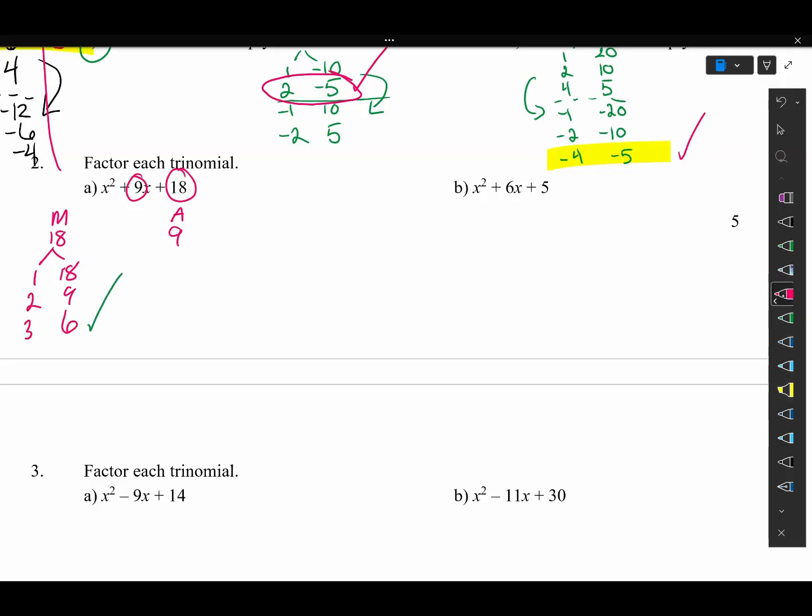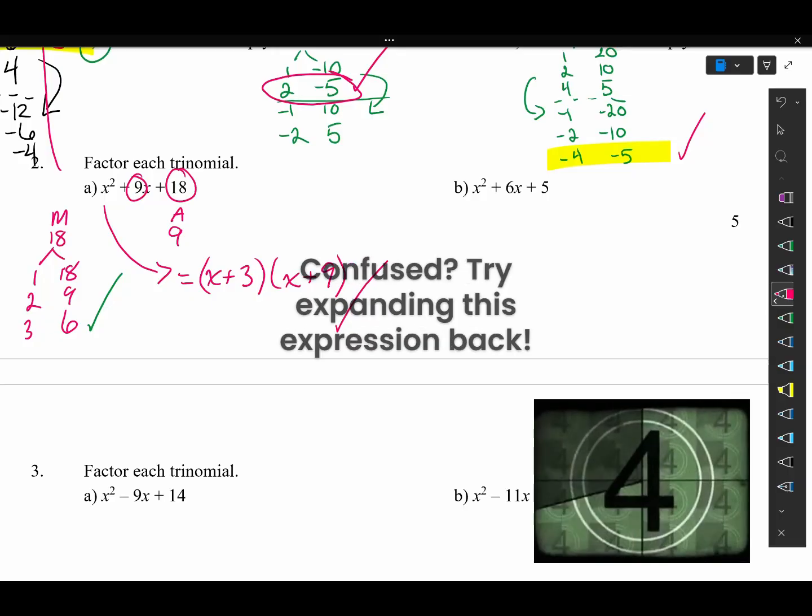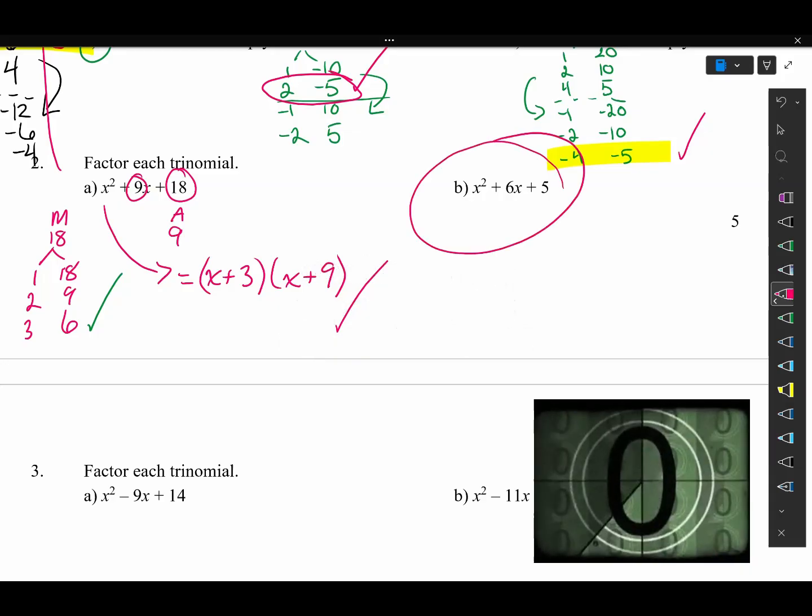Good, so here we found our two numbers. The numbers are 3 and 6, and if I'm going to use those numbers according to that same pattern I saw before, then nice and easy, this is going to equal x plus 3, there's my first number used, times x plus 6, there's my second number used, and there's my first trinomial factored. I encourage you, you've seen it once, it's right in front of you right now. Pause the video, see how you handle question B.